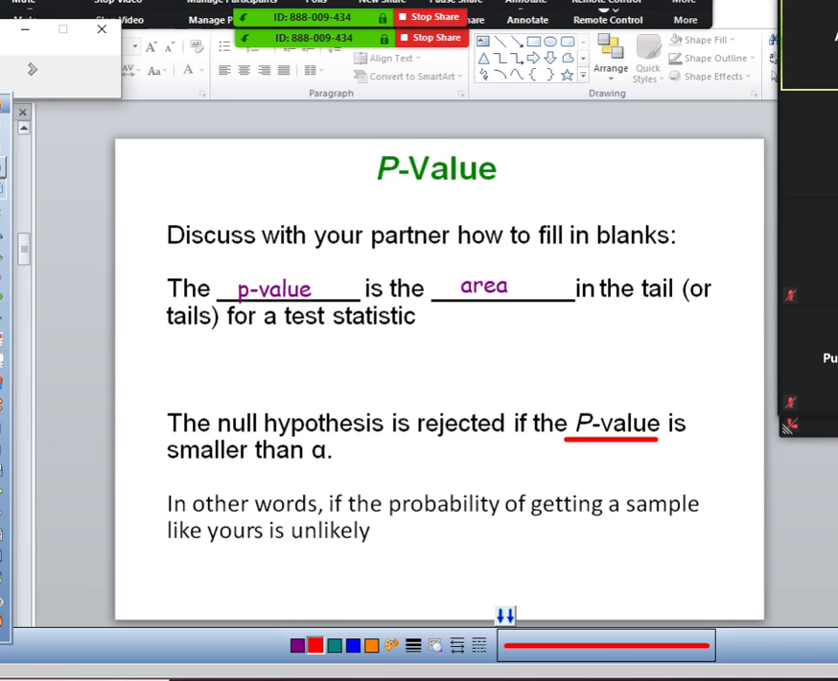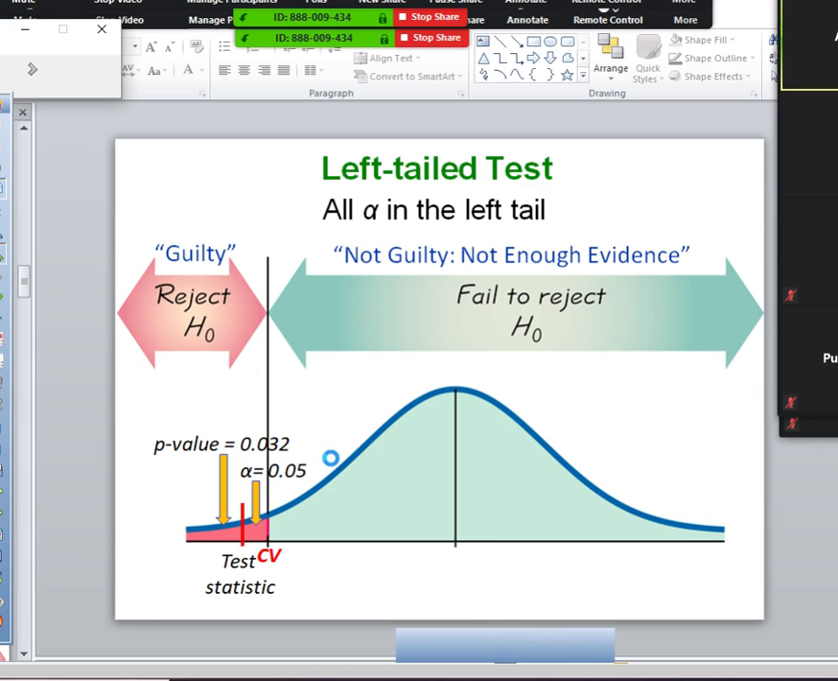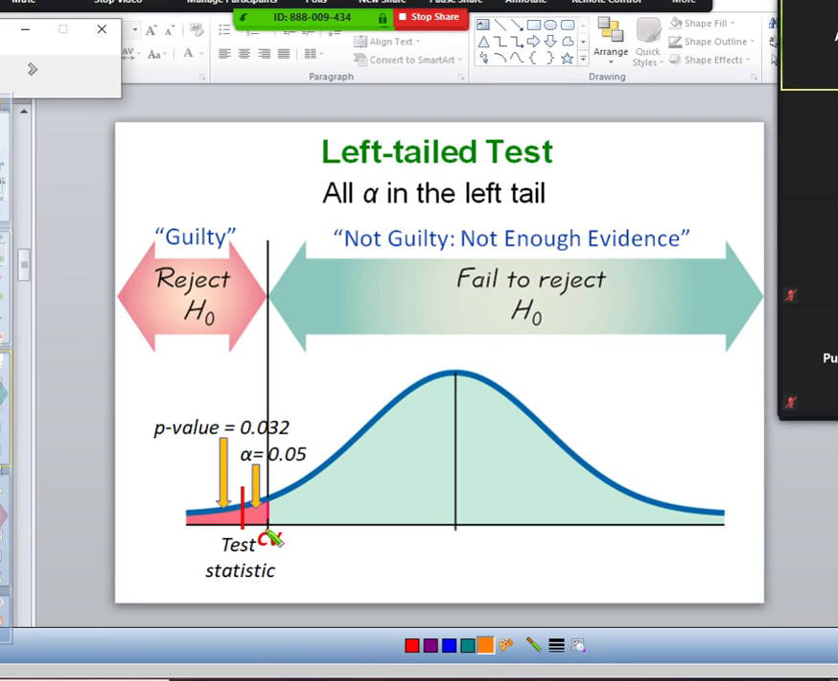All right, so we're going to talk a little bit, let me give you some pictures here first, so you can see visually what we're talking about. Here's my critical value, right? That's kind of my cutoff for unusual.